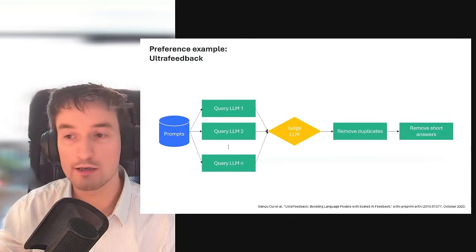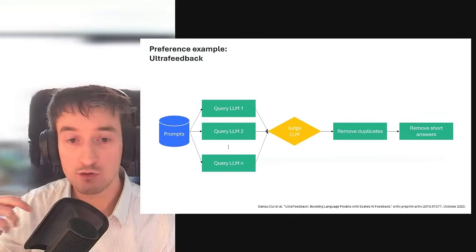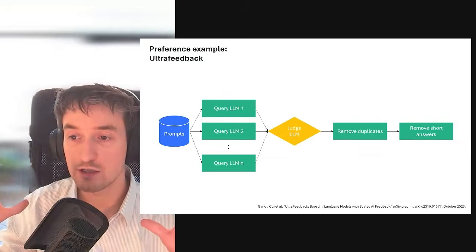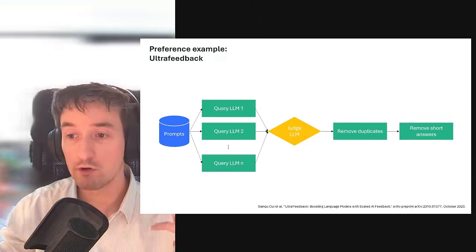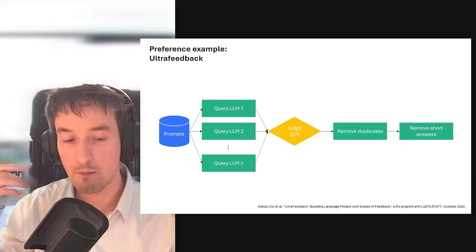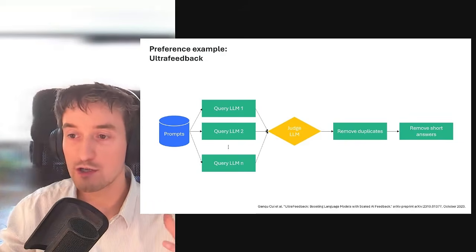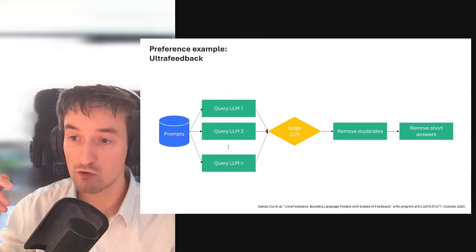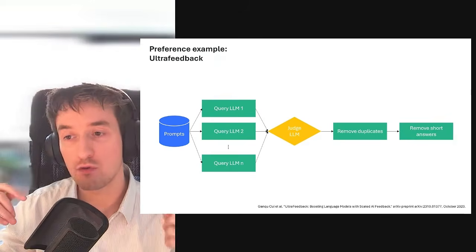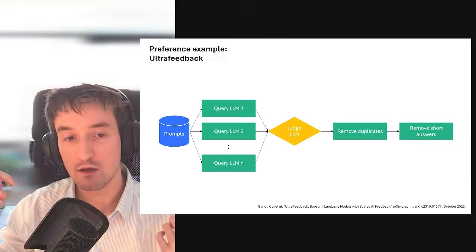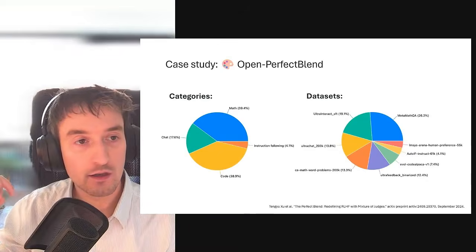Another example is for preference datasets. So here we need chosen answers and rejected answers. How do we do that? The answer is simple. We're just going to query multiple LLMs. We're going to throw the answers into a judge LLM that is going to assign a score to it. And we're going to keep the best answer as the chosen answer and the worst answer as the rejected answer.